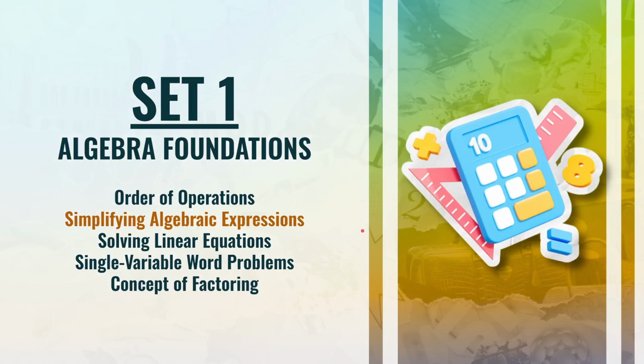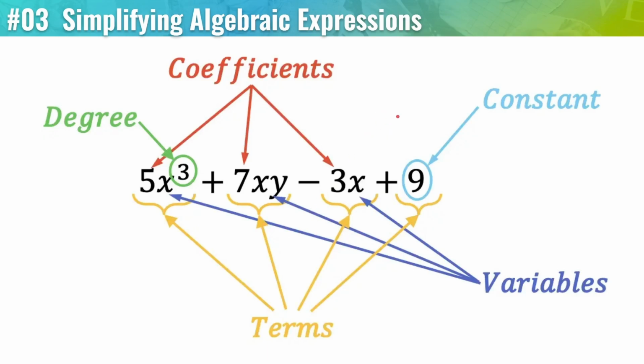Now it's time to proceed to simplifying algebraic expressions. So here are some terms you need to know. The degree is the exponent on the variable. It usually tells you if it's linear, quadratic, cubic, etc. The coefficients are the numbers beside the variables, but if there is no variable, it's called a constant. So this is called a constant because there is no variable to change it, so it does not vary.